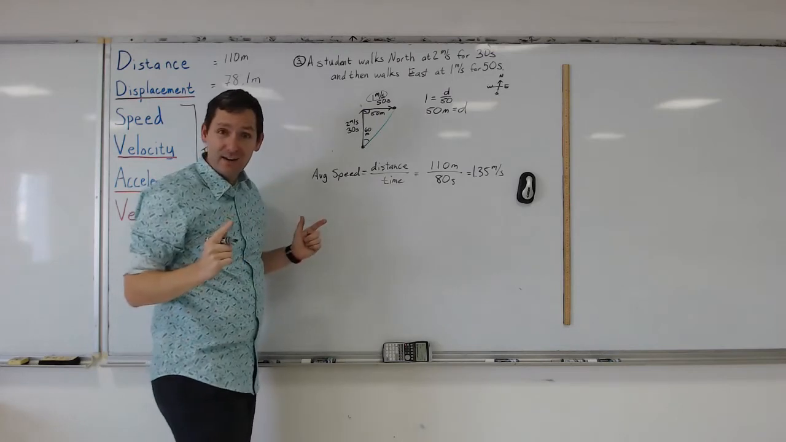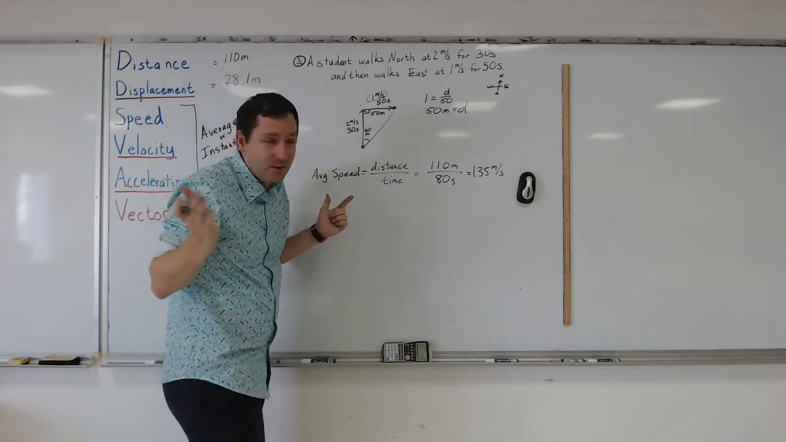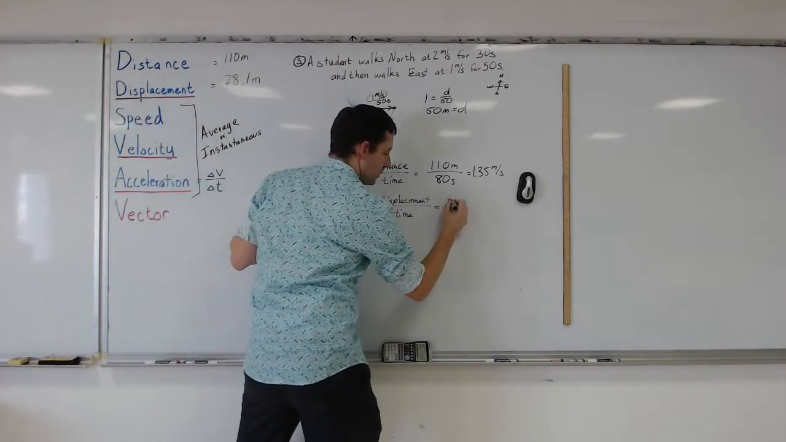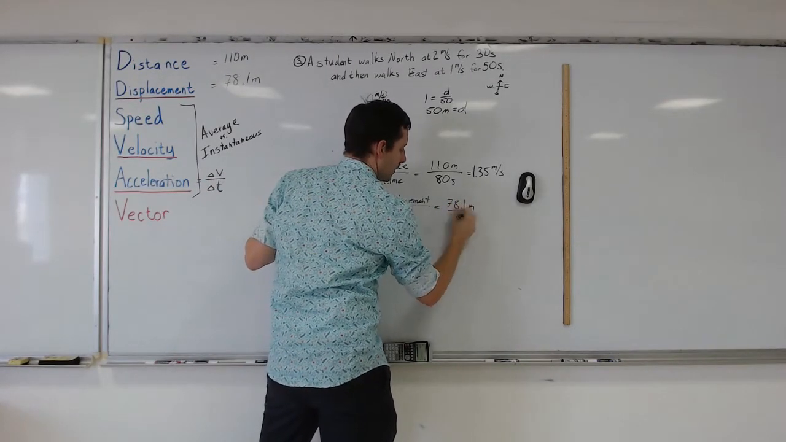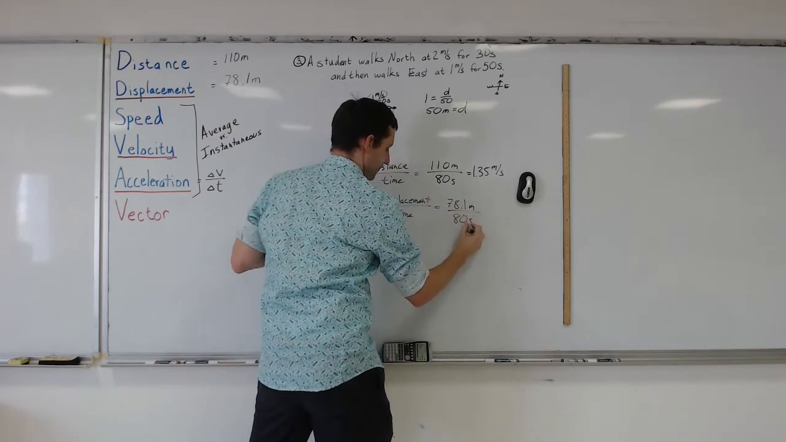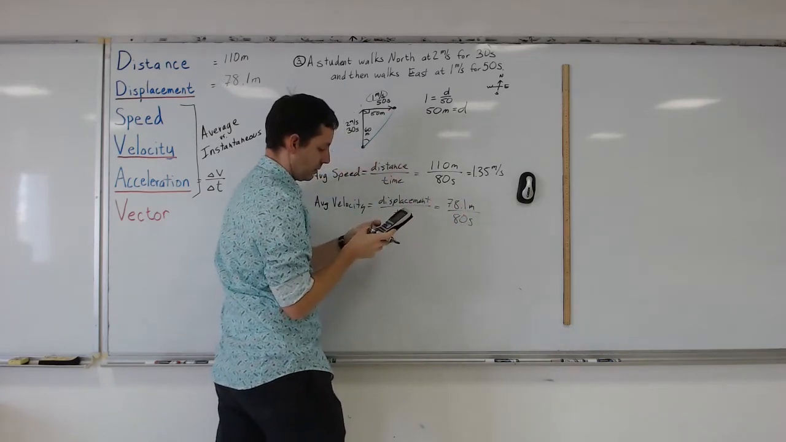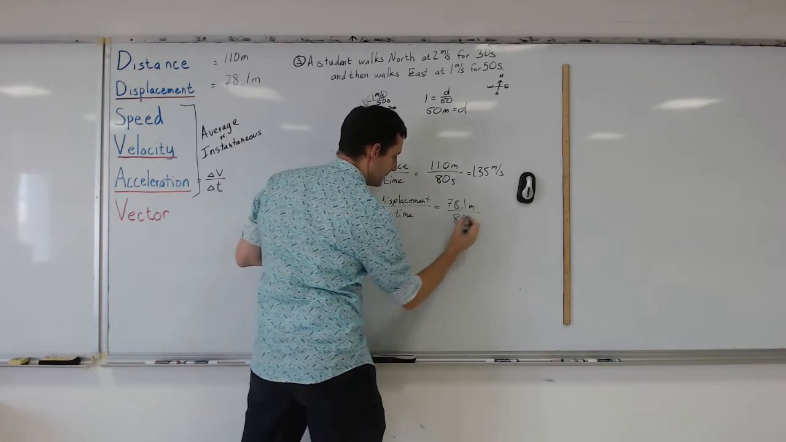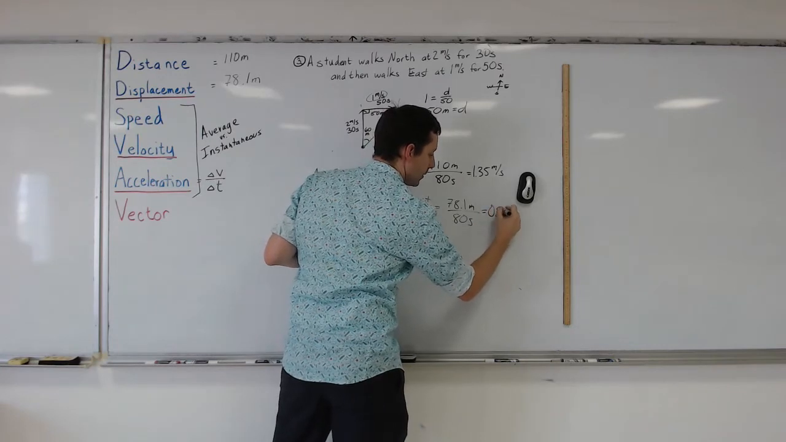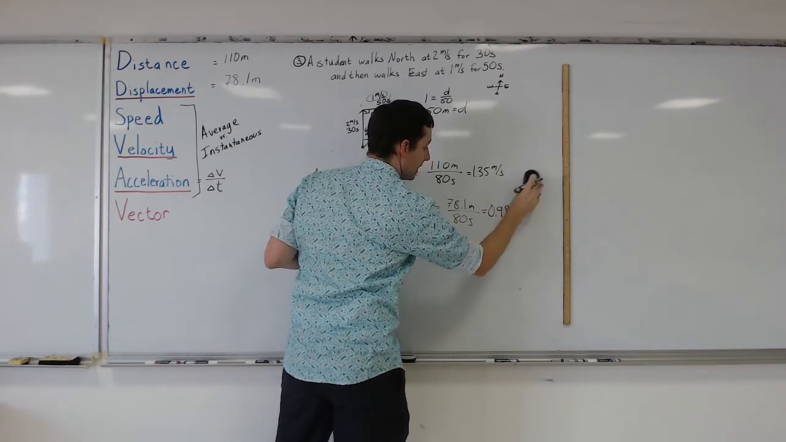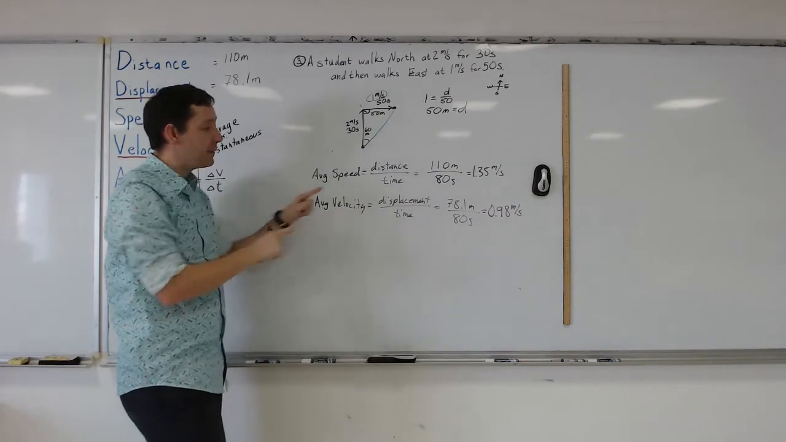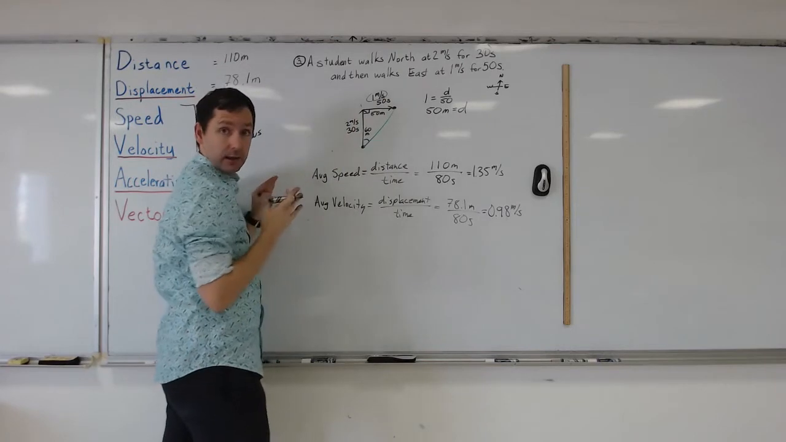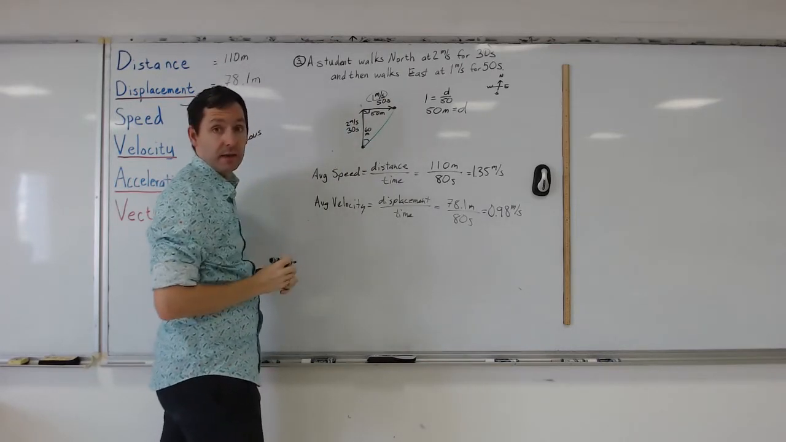Average velocity? Displacement over time, right? The displacement we found, the time was 80 seconds. And I get 0.98 meters per second. And again, this would only be the magnitude. The direction would be whatever angle we calculated there, which again, we're not going to worry about for now.